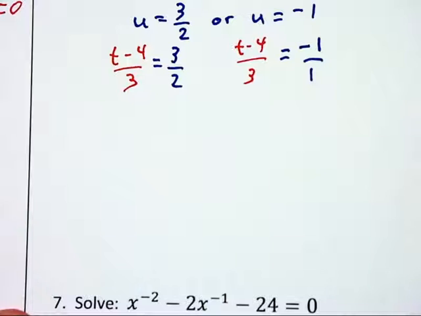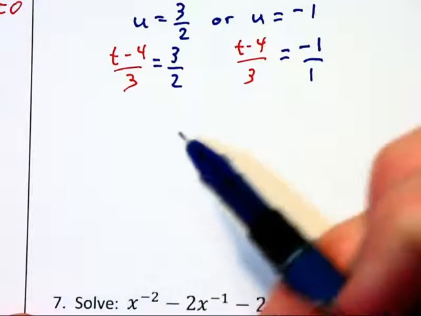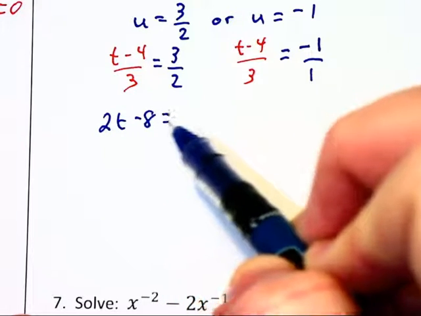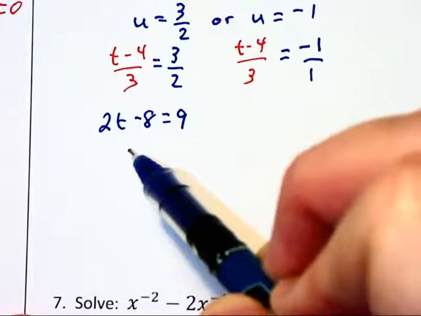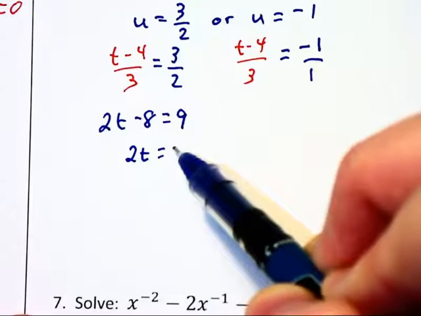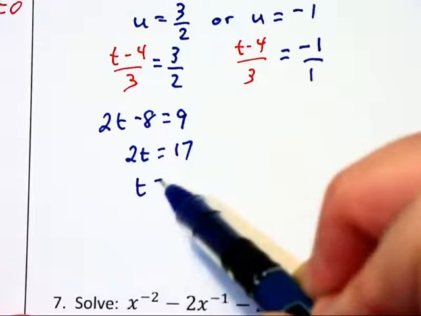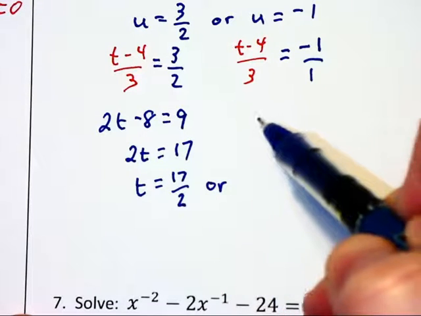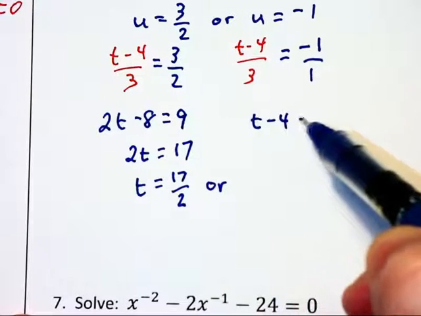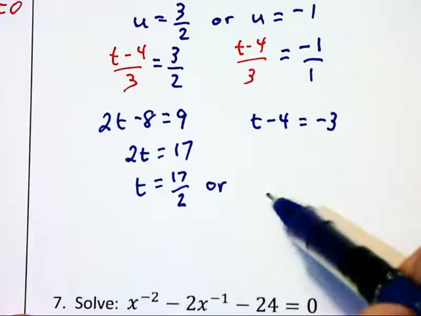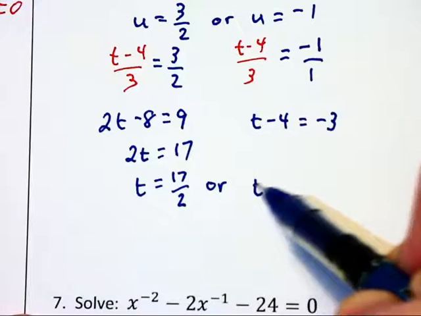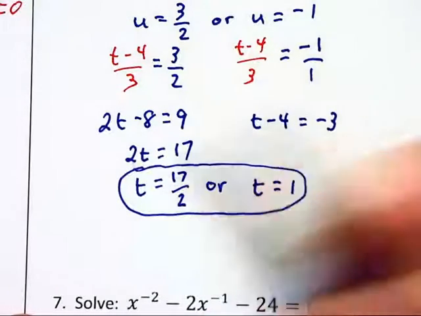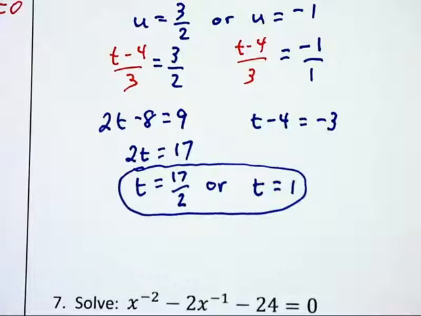Now I have two different equations which I can solve by cross multiplication. The first one will be 2t minus 8 equals 9. Adding 8 to both sides gives me 2t equals 17, and t will equal 17 halves. On the right, if I cross multiply, I'll have t minus 4 equals negative 3, and adding 4 to both sides, I will have t is equal to 1. Now both of these values should be checked, and they do if you substitute them in to the original problem.